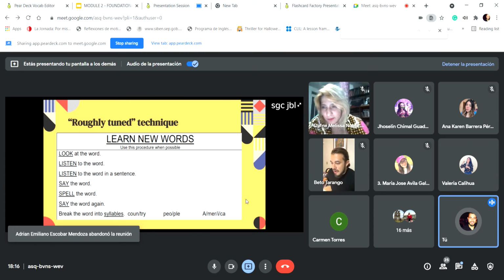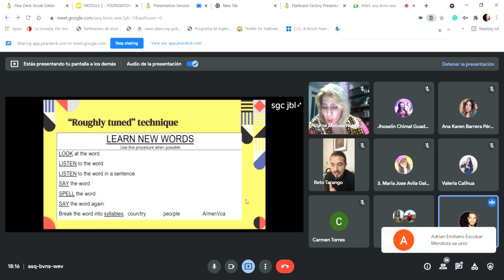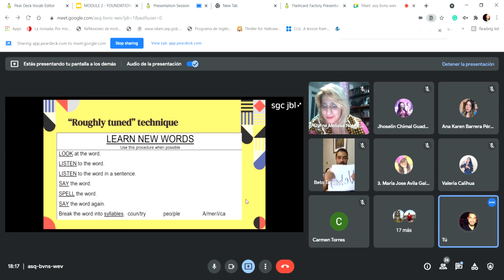Thank you very much. That was a good example as well. So the important thing about the roughly tuned technique is that you cannot do it without the words that I just wrote, but it includes a lot of movement, you see. Even though you're doing this technique, your body language has to do a lot with what you're trying to pursue here with your students. So just keep that in mind.